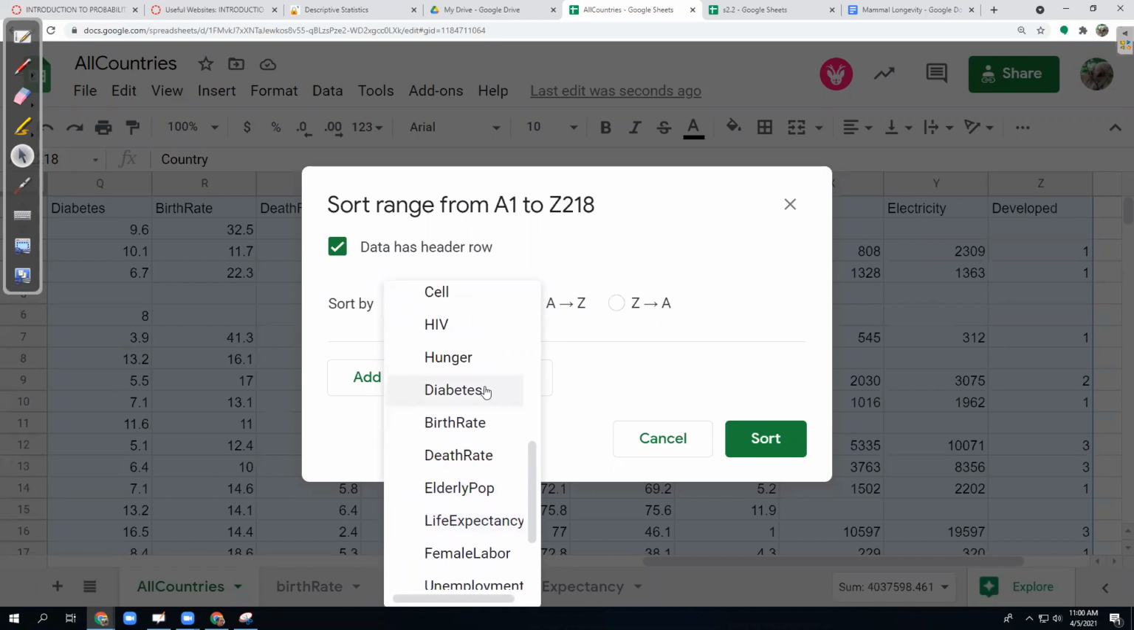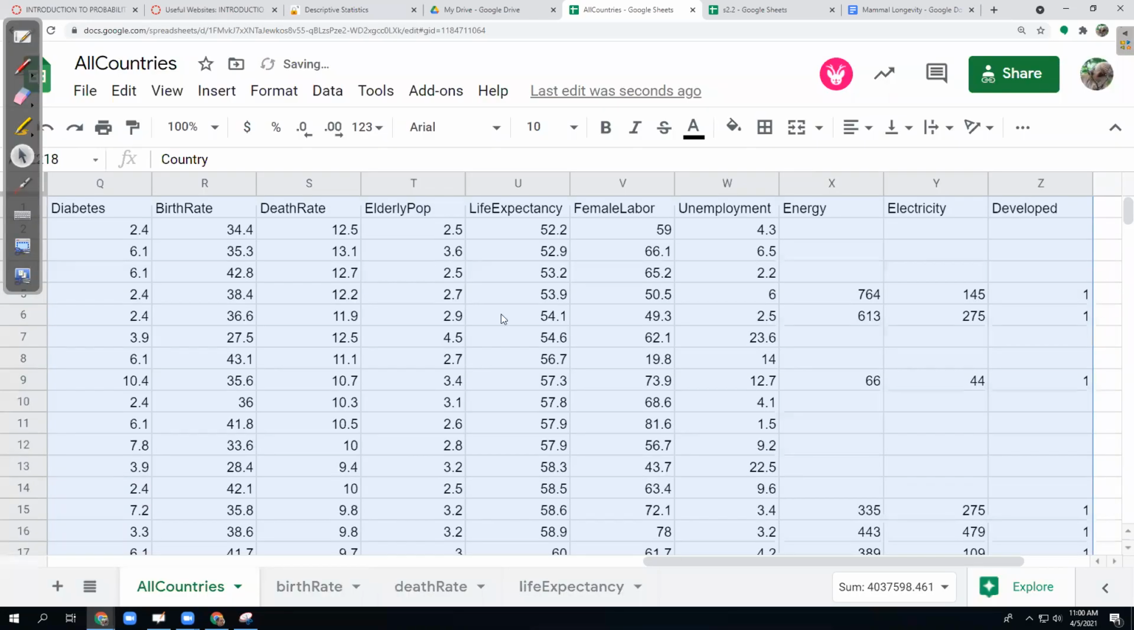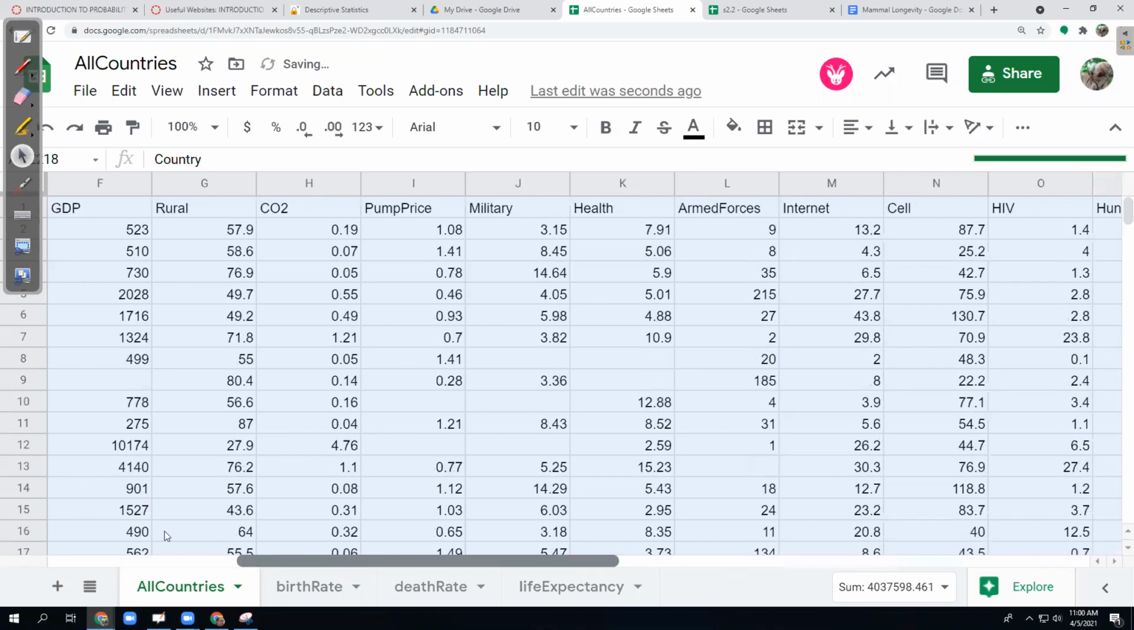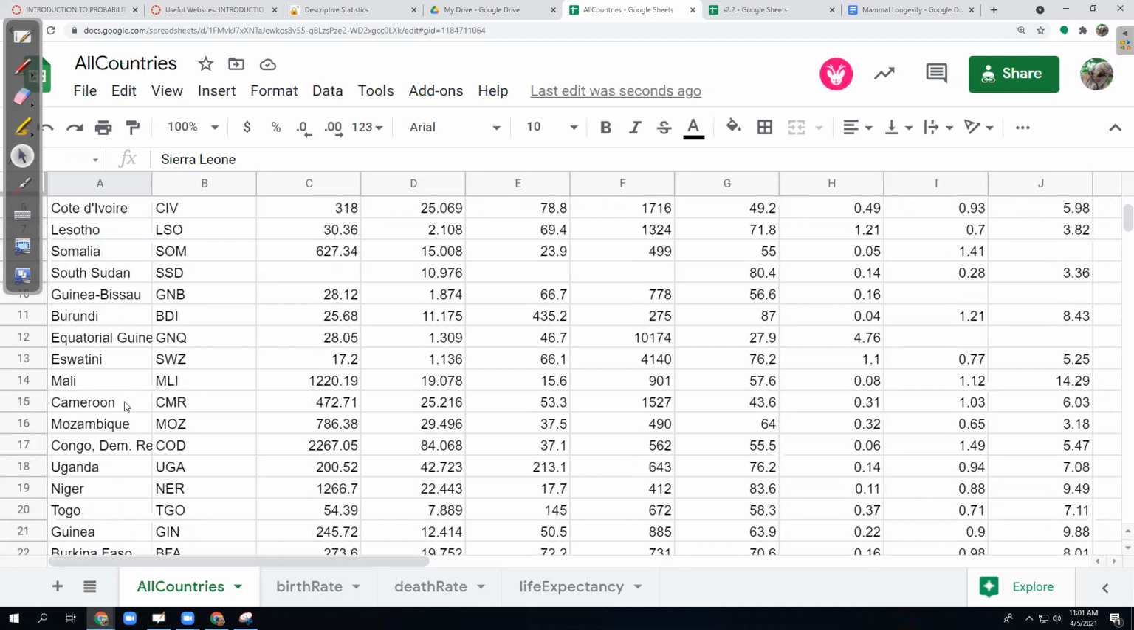Here, I could choose to sort by birth rate or death rate or life expectancy. Let's look at life expectancy. That's what we were looking at for mammals earlier. Sort A to Z, ascending, smallest to largest. Notice it left all of those at the top, but now the countries are in order, not by name, but by life expectancy. I did smallest to largest. So that means Sierra Leone is a dangerous country to live in. They have a very short life expectancy.